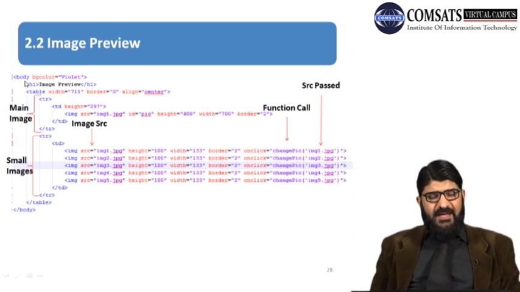The body tag is started with background color mentioned as violet. Then the heading 1, image preview, is given. The table width is 711. A table is created with the width of 711 given. The border is mentioned 0 and the table is aligned centered.